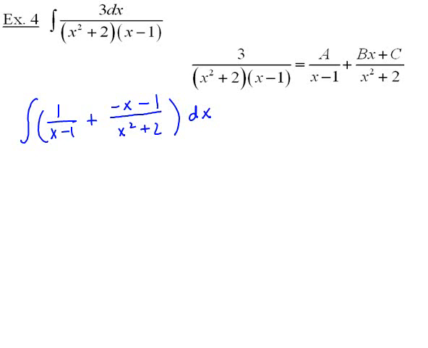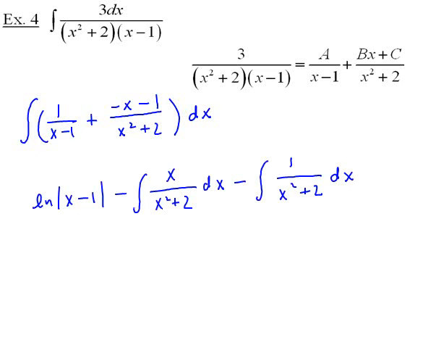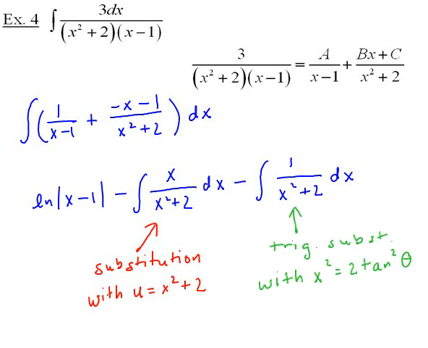The first fraction will integrate as a natural log, but I'll split up the numerator in the second fraction. In the one that says x over x squared plus 2, I'll be able to integrate that by substitution. If I let u equal x squared plus 2, the du would be 2x dx, and I can make that happen. In the 1 over x squared plus 2, I would apply a trig substitution using the identity 2 tan squared theta plus 2 equals 2 secant squared theta. But we won't finish the rest from here.